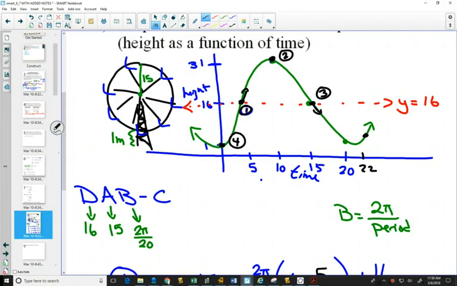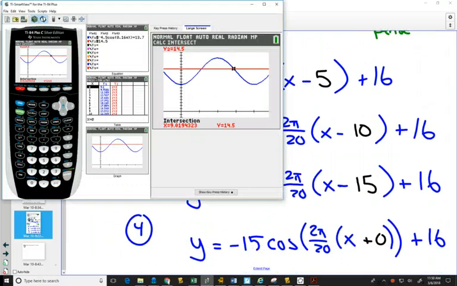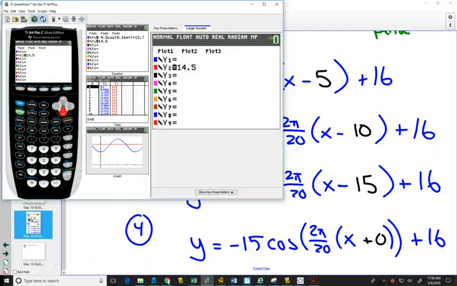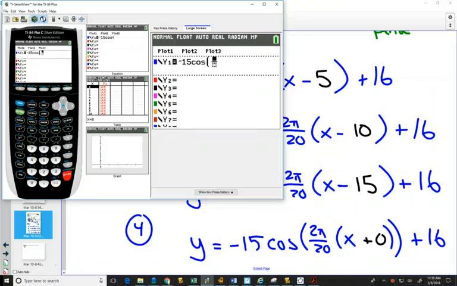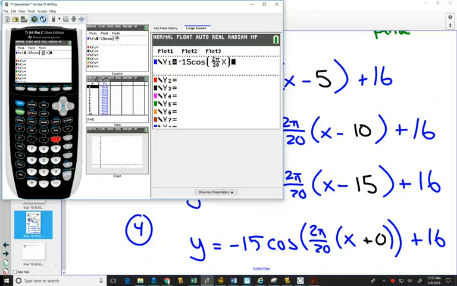If we wanted to find this exactly using our calculator, now that we've got all of these equations, we can take one of these equations and type it into our calculator. So I'm going to clear things out here, and I'm going to type in this last one, negative 15 cos alpha fraction, make it look exactly like I have it in my notes, 2 pi over 20 x, close that bracket because I don't have to do plus 0, and then have plus 16 afterwards.